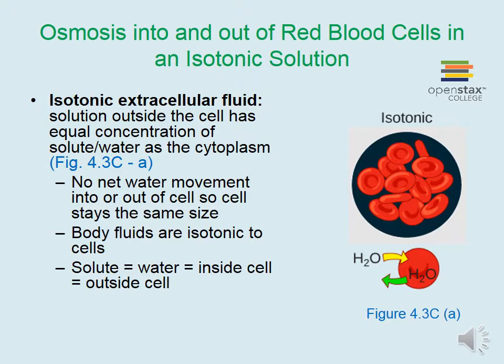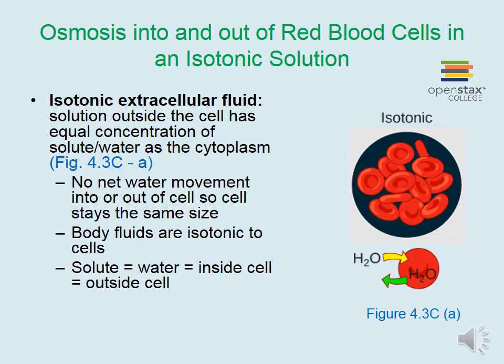Let's first discuss red blood cells in an isotonic extracellular fluid. This means that red blood cells are placed into a solution that has the same concentration of solute and therefore the same concentration of water as the cytoplasm inside the cell. Iso means equal. In this case, osmosis still takes place, but since there is no concentration gradient for water, there's no net movement into or out of the cell, so the cell stays the same size.